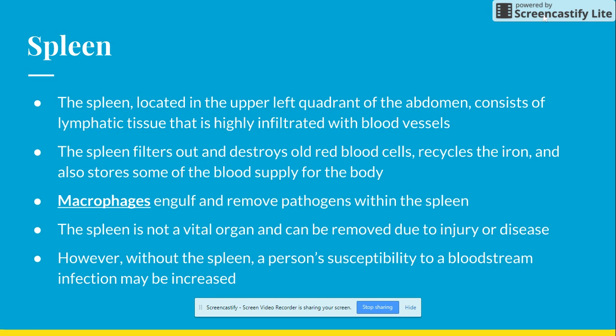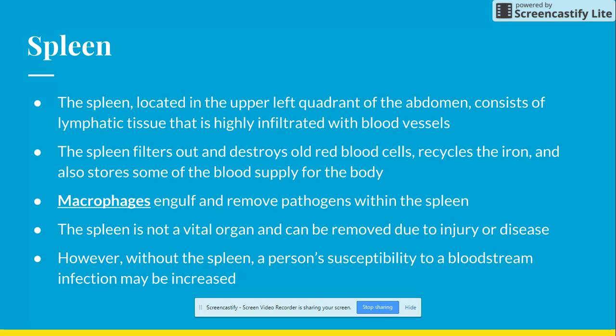All right, so spleen is another part of the lymphatic system. So this is in the upper left quadrant of the abdomen. Up underneath your ribs on the left side is where your spleen is going to be located. It's got a lot of lymphatic tissue in it as well, and it has a lot of blood vessels in there. And we'll talk about how that's going to affect things.